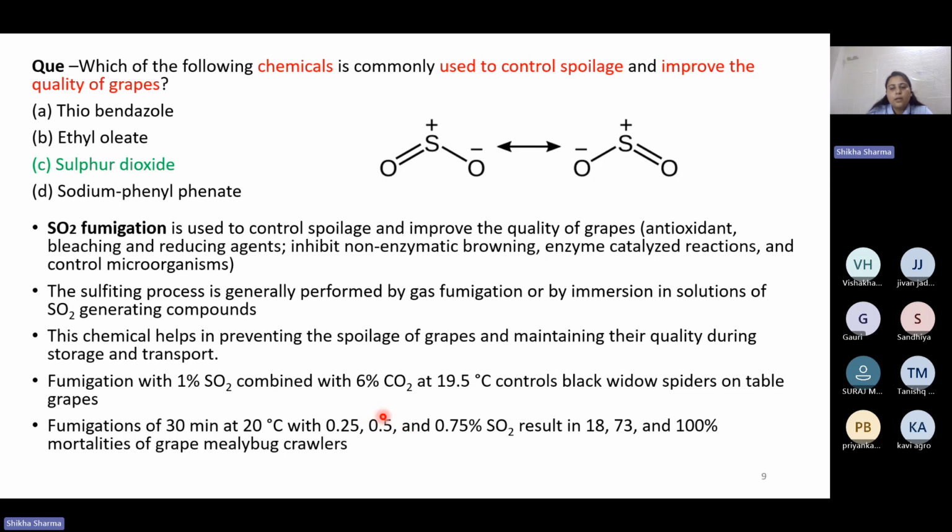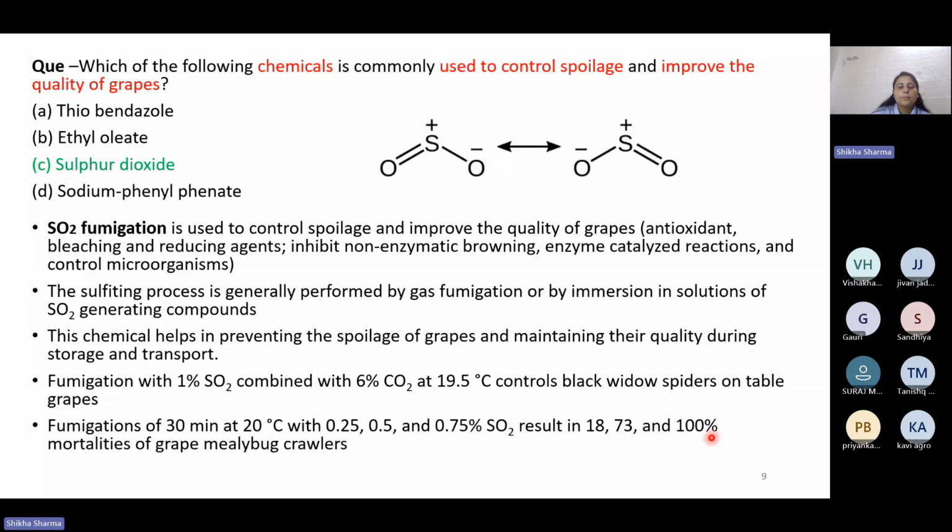When we are doing 0.5% treatment of SO2, there is a significant increase, which is 73% mortality. And then if we increase to 0.75% SO2, there will be 100% mortality, its growth will be inhibited.